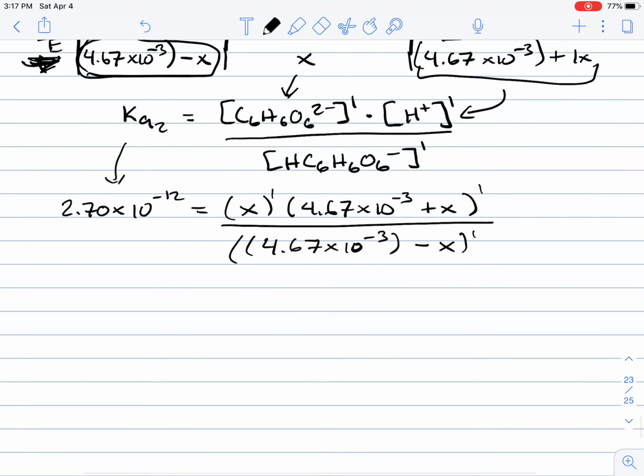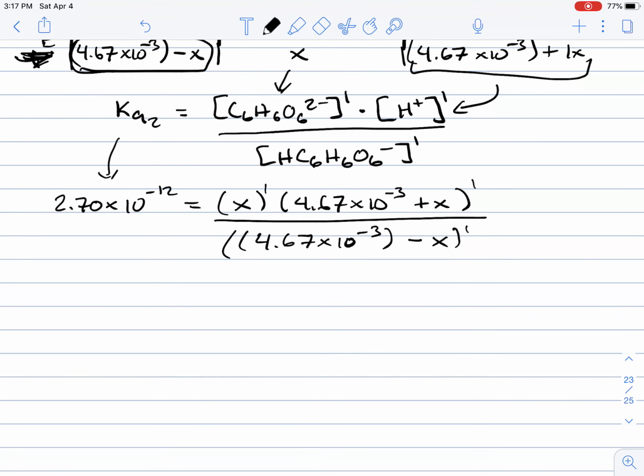All right, so this looks a little complicated. So what we want to do is see if we can make some assumptions. Very similar to other problems, we're going to see if we can ignore the x in the denominator. If you look at the magnitude of Ka2, which is times 10 to the negative 12, that's basically saying that there's really not much change that's going to occur if you compare it against 4.67. And so we're going to go ahead and ignore this bottom x.